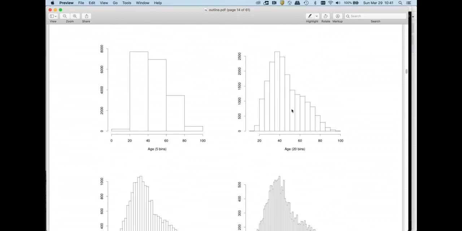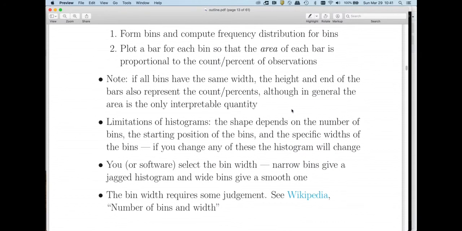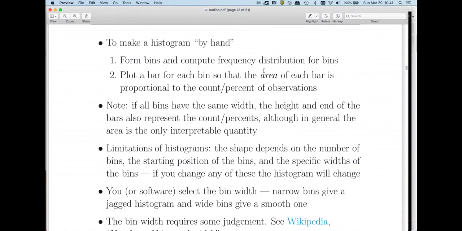All right, so that's how we make a histogram. We start out by forming bins. We compute the frequency in each bin, then we make our bars proportional so that the area is proportional to the counts.